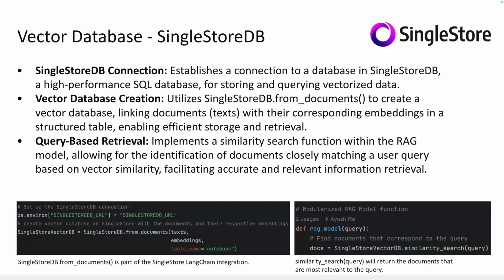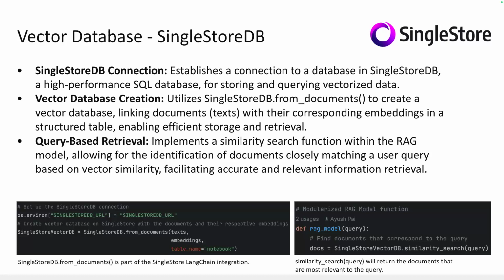The crux of the RAG functionality lies in the query-based retrieval, which is adeptly handled by SingleStore DB's similarity search function directly integrated with LangChain. When a query is issued, the system performs a vector similarity search to find the most relevant documents. This process relies on the embedding's ability to capture semantic meaning and allows the database to quickly return documents with a high degree of relevance to the input query.